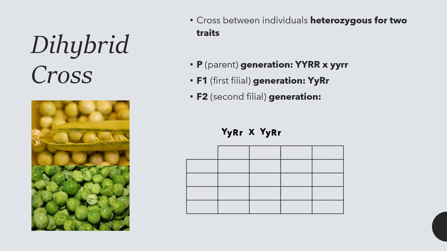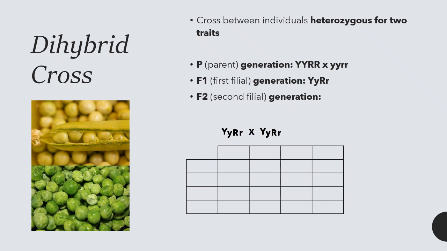In this example, Y represents color, with yellow being dominant to green, and R represents shape, with round being dominant to wrinkled. The gametes from these parents would have to contain one Y and one R, but since the parents are homozygous, there's only one possible gamete that each can make. And there's then only one possible combination of alleles in the F1 offspring. They would all be heterozygous for Y and heterozygous for R, since they inherited the dominant allele for each from one parent and a recessive allele for each from the other.